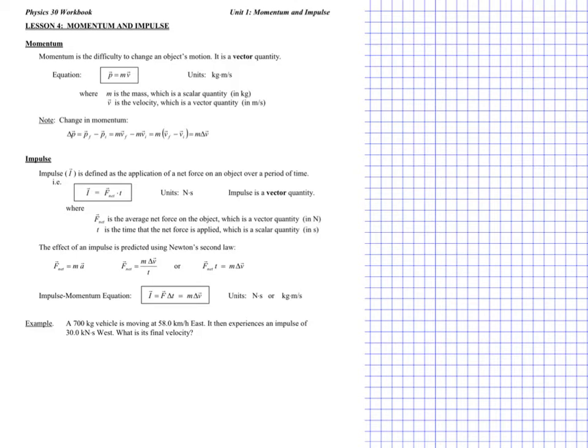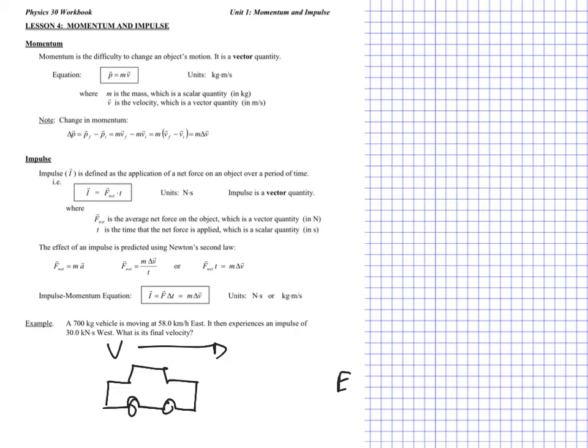But for today, we're just looking at this example question. It's a 700 kilogram vehicle. It's moving east at 58 kilometers an hour. So hopefully you can start thinking about this as a vector diagram, as a free body diagram, starting to piece the story together. Here's my car. This is east. And it's going a velocity east.